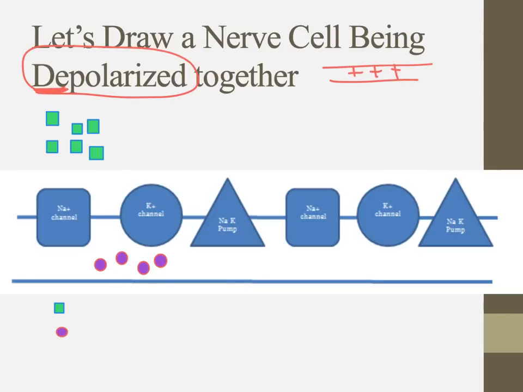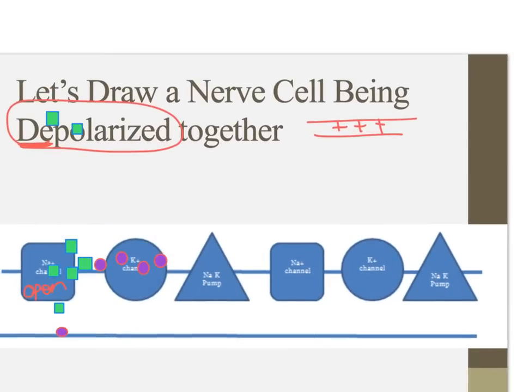So remember, at resting potential, my sodium ions are on the outside, my potassium ions are on the inside. So what's going to happen during a depolarization event is that the sodium ion channel is going to open. That's going to cause these sodiums to rush into the cell. So I would draw it like this before, and then let's take a look at what happens after.